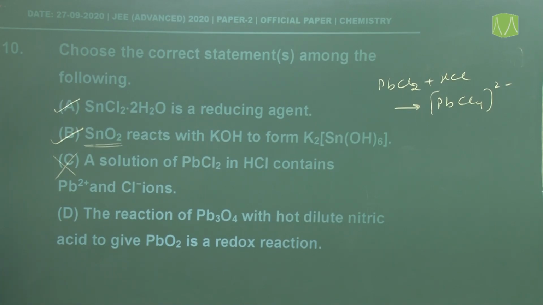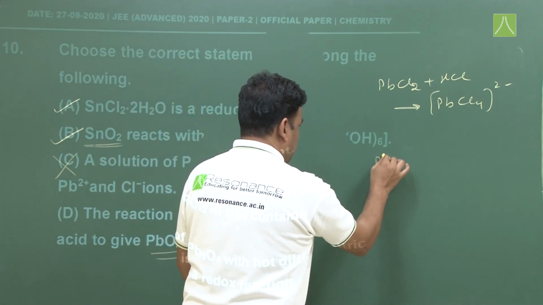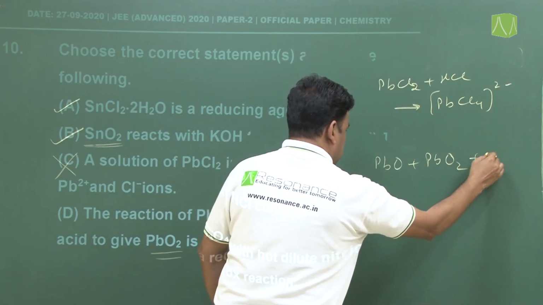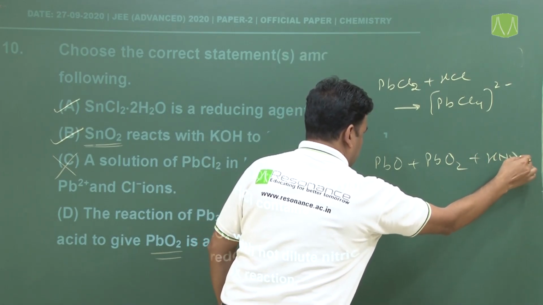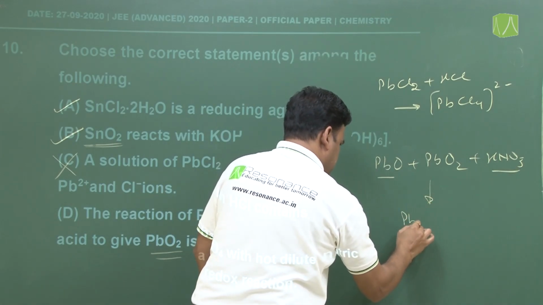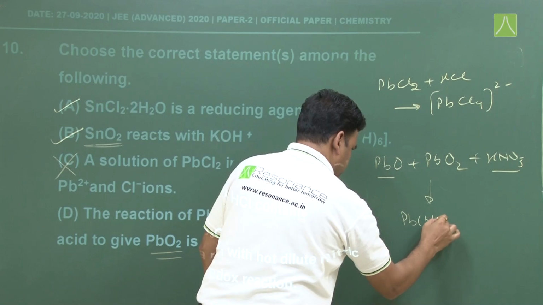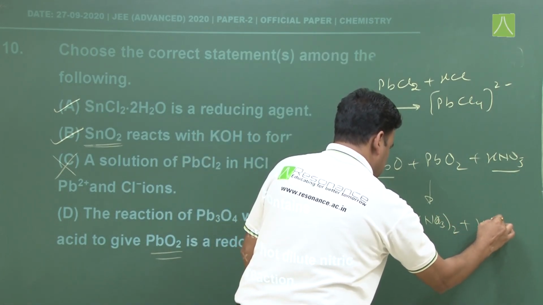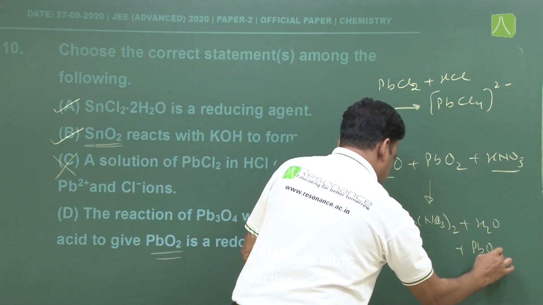D is the reaction of Pb3O4 with hot dilute nitric acid to give PbO2. It's especially mentioned to give PbO2, as a redox reaction. That is incorrect because Pb3O4, we all know, is a mixed oxide of PbO and PbO2. When this is reacted with nitric acid, there is an acid-base reaction between base and acid, giving lead nitrate, and H2O will be produced plus PbO2 precipitate will be there.